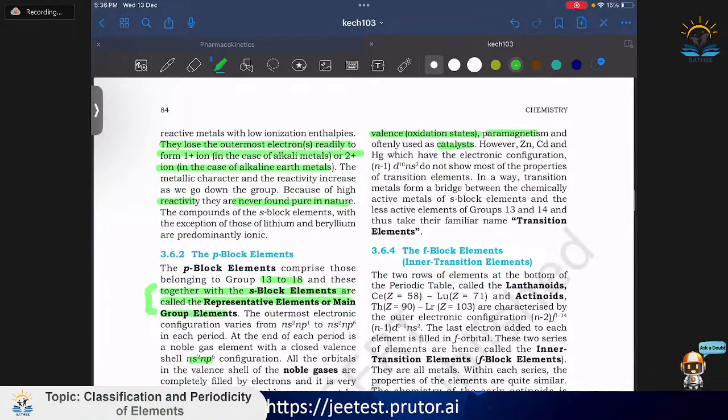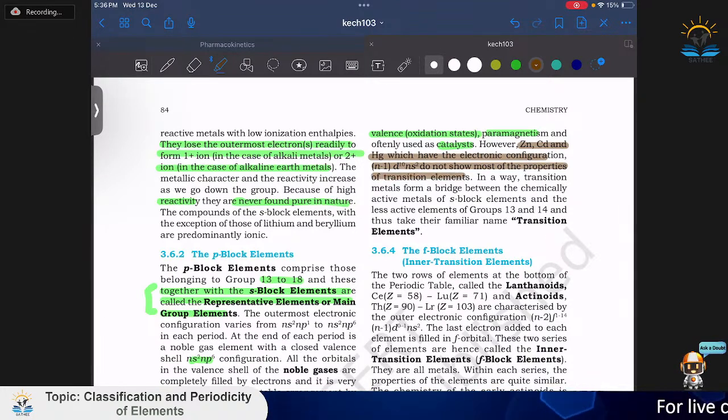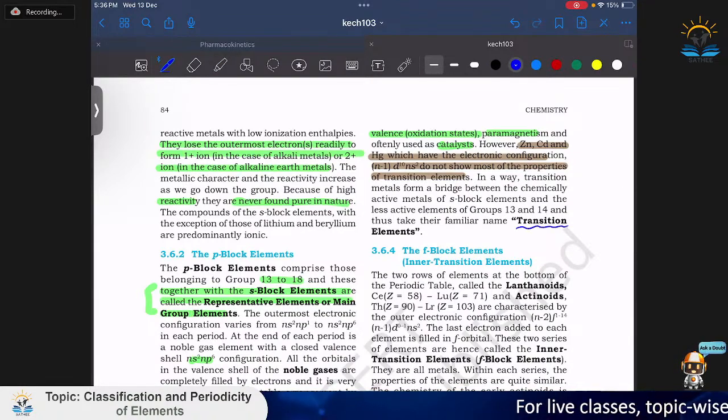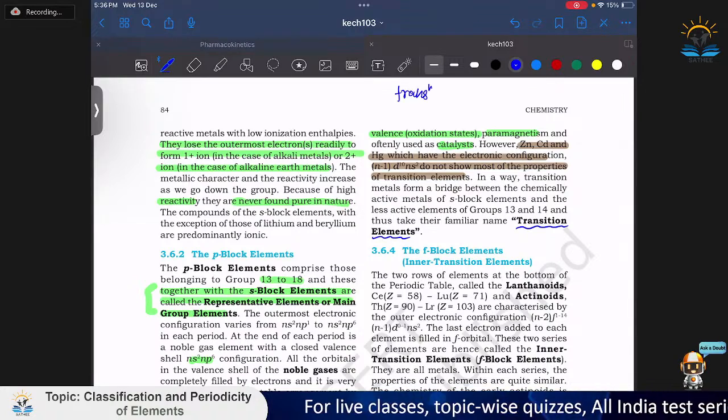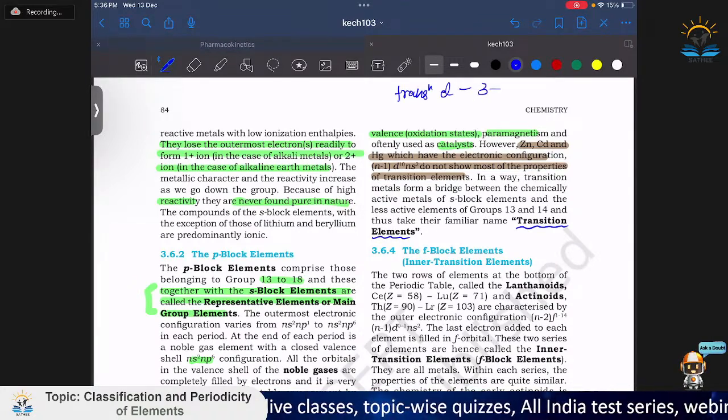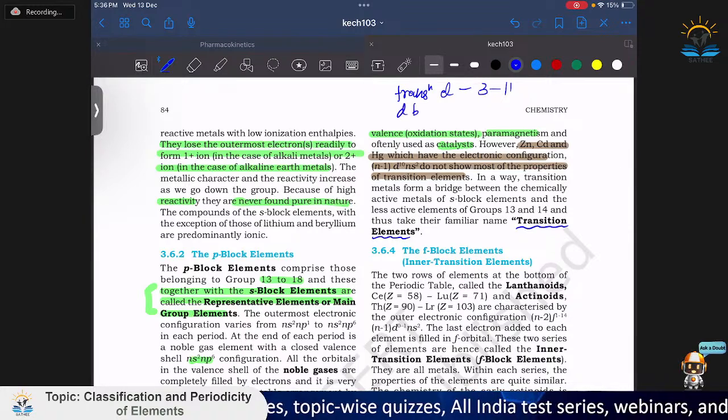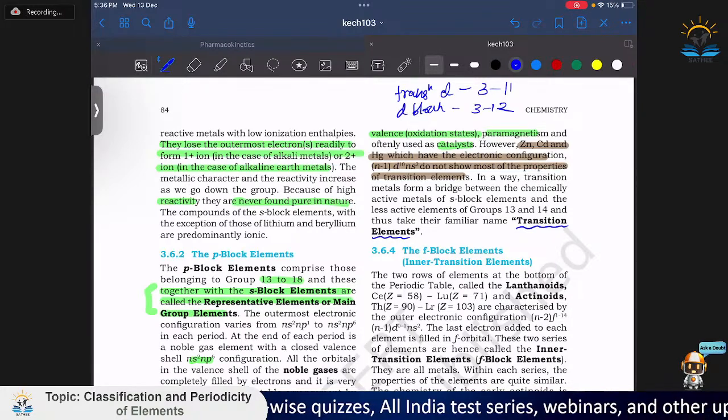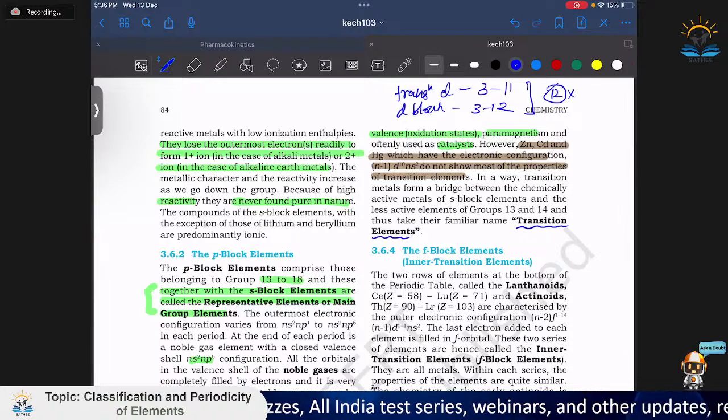Then one important thing, zinc, cadmium, mercury, which have the electronic configuration of full d orbitals, do not show most of the properties of transition elements. So they are exempted from being called transition elements. So transition elements are from group 3 to 11, but D block is from 3 to 12. Okay, group 12 is not a transition element group.